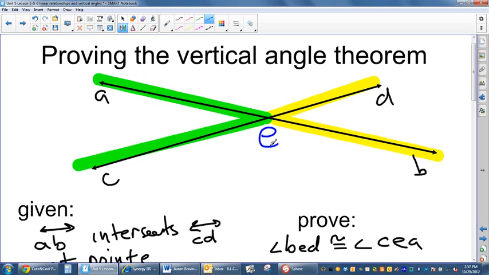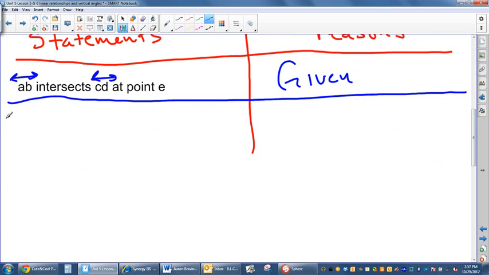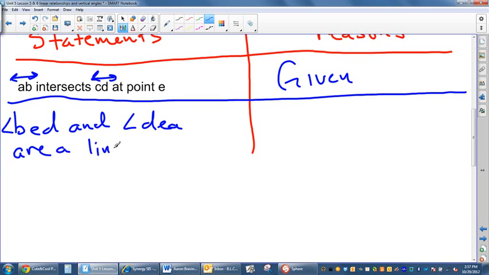There's a linear pair, BED. So BED and DEA, BED right here, and DEA are a linear pair. So we can go ahead and get that down: angle BED and angle DEA are a linear pair.